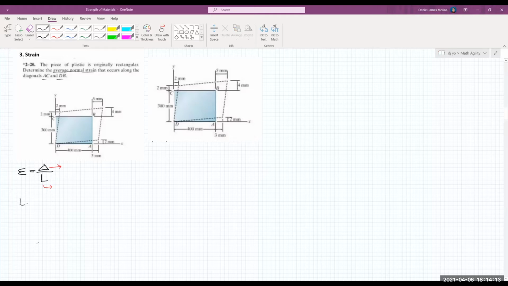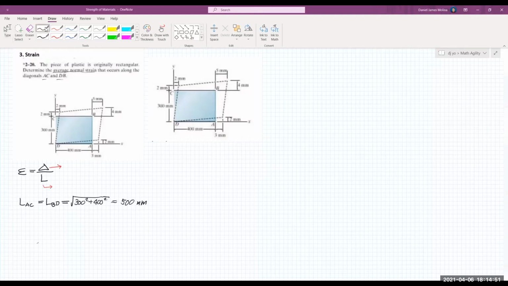Okay, so the original lengths of AC and BD can be calculated using Pythagorean theorem, or actually we can use the knowledge of Pythagorean triples, since we have a vertical length here that is 300 and a horizontal length that is 400. So we have the square root of 300 squared plus 400 squared, or by Pythagorean triple, that's actually 500 millimeters. These are the original lengths of the two diagonals.